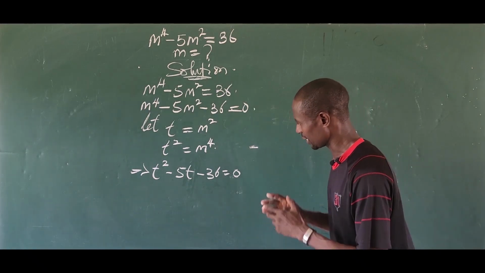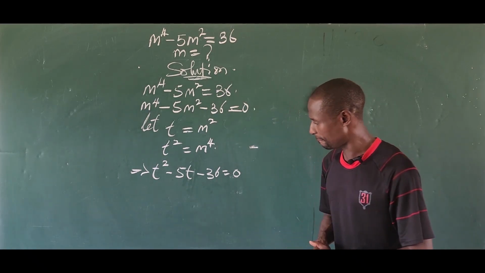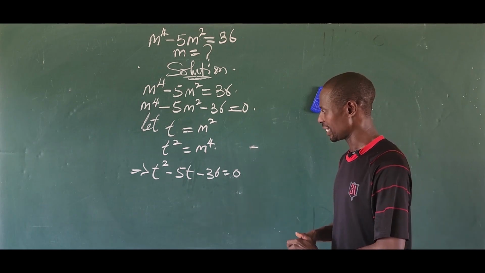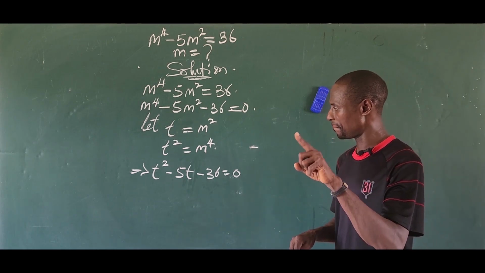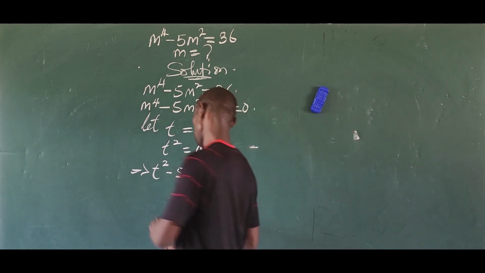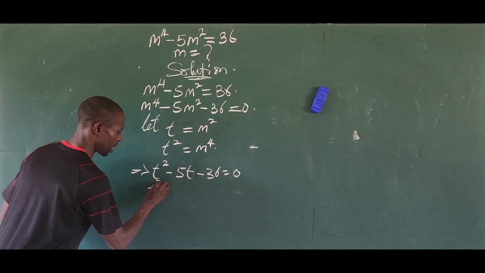So let's begin to think. That will give us something like 9 and 4. Okay? But what will now be the sign? It's going to give us minus 9 plus 4. Yeah, minus 9 plus 4. So this is going to give us our t to the power of 2.